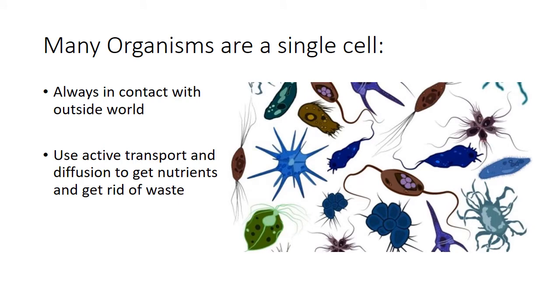Many organisms are a single cell. Life is quite simple for these organisms. They are always in contact with the outside world. They are only one cell, so all the cells are in contact with the outside world. They can just use active transport and diffusion to get nutrients and to get rid of wastes. Life is simple.